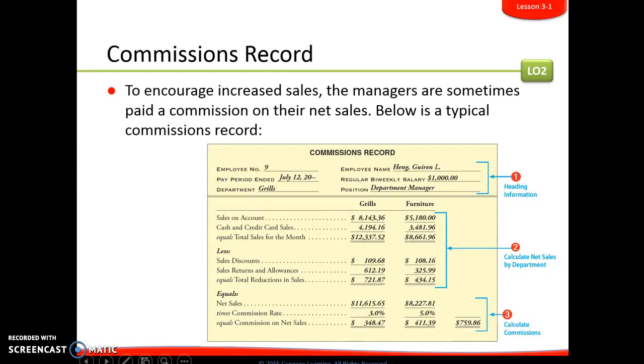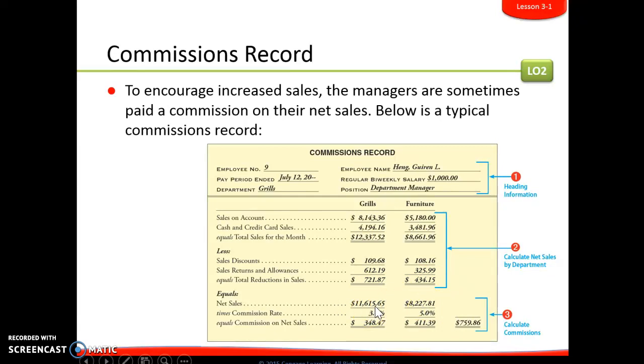So in this example, we can see Guerin, I believe that's how you pronounce it. He is making a salary of $1,000 biweekly. We can tell that his position is a department manager, and he's in grills. So here we can get the sales on accounts for the total sales of the month. So here we see the difference between grills and we see furniture. Here we see any discounts, returns, and allowances. So this would be the reduction in sales. And so here they're giving us the net sales.